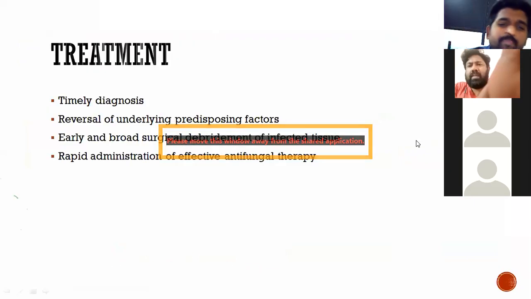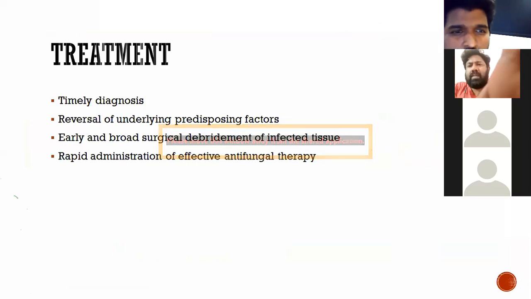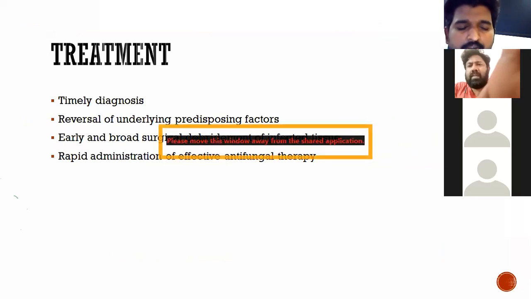So let's come to the treatment. What do you do when you diagnose this patient? First and foremost important thing is timely diagnosis. Don't delay the diagnosis. If you pick up early, the chance of survival is good. Second, the reversal of underlying predisposing factors. A lot of predisposing factors I have described. The most important predisposing factor is immunosuppression. You could reduce the duration of immunosuppression, you could reduce the amount of immunosuppression. Definitely, you can save the patient from invasive mucormycosis.